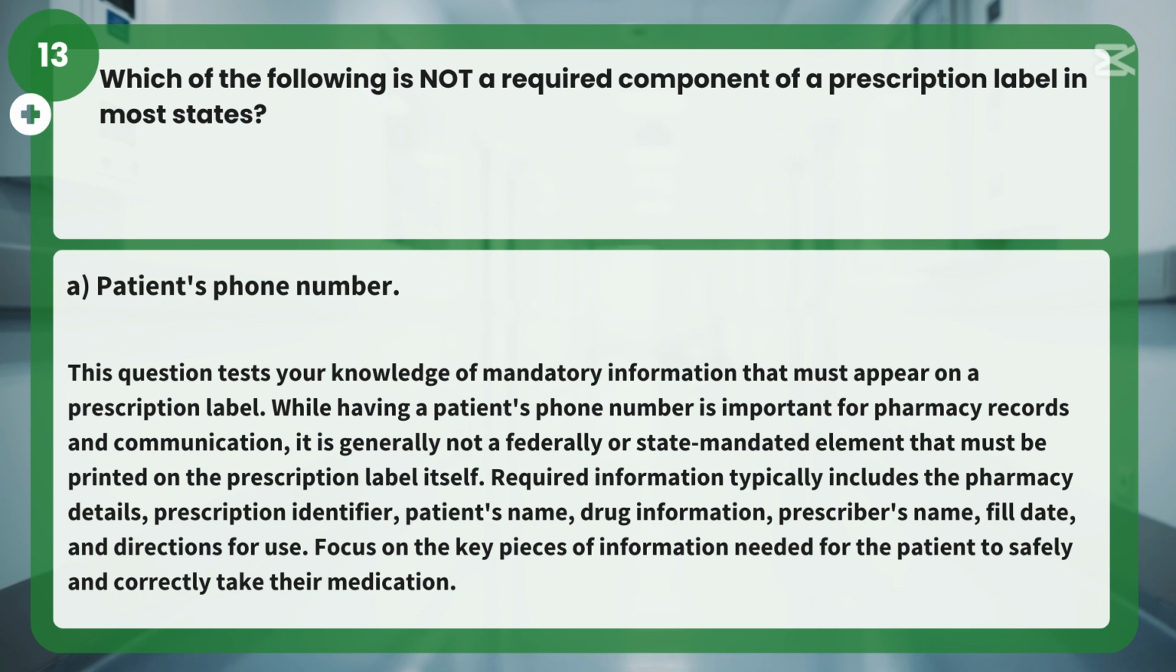Required information typically includes the pharmacy details, prescription identifier, patient's name, drug information, prescriber's name, fill date, and directions for use. Focus on the key pieces of information needed for the patient to safely and correctly take their medication.